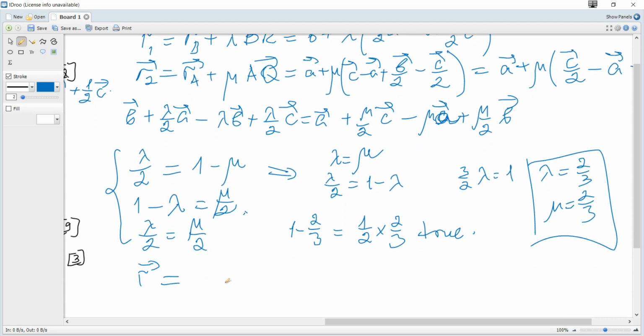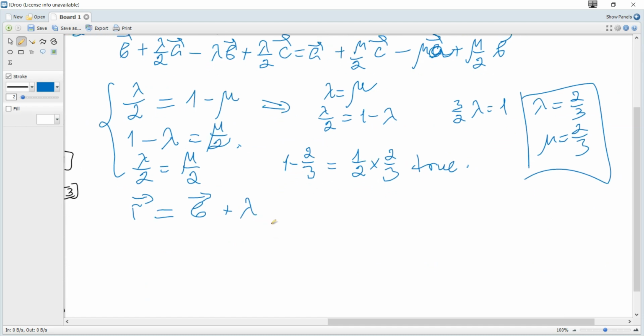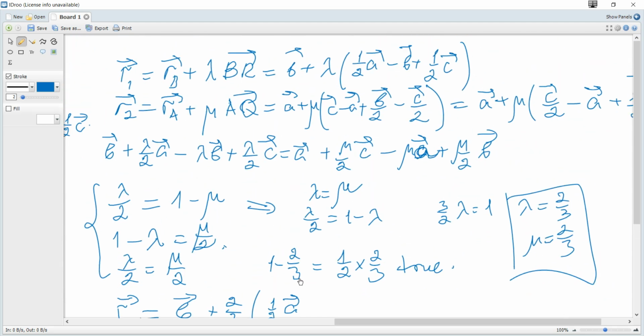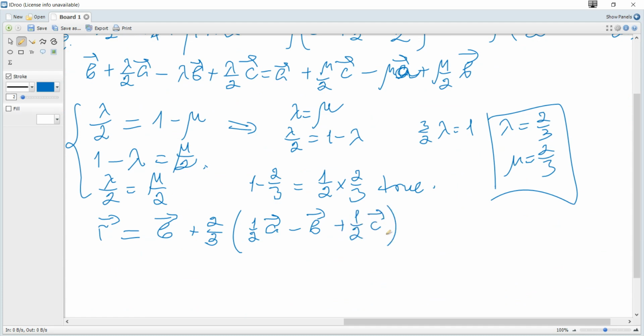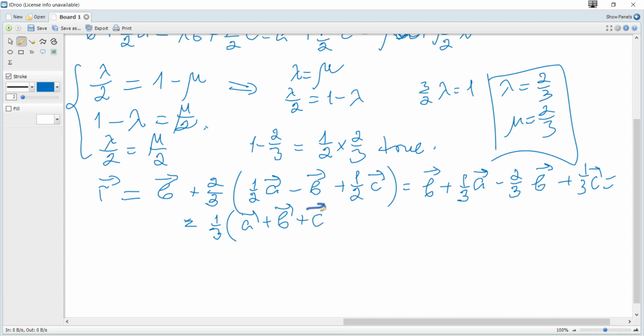Hence it becomes B plus lambda, which is 2/3, times a half A minus B plus a half C, and it becomes B plus 1/3 A minus 2/3 B plus 1/3 C, and it is equal to 1/3 (A plus B plus C) as required.